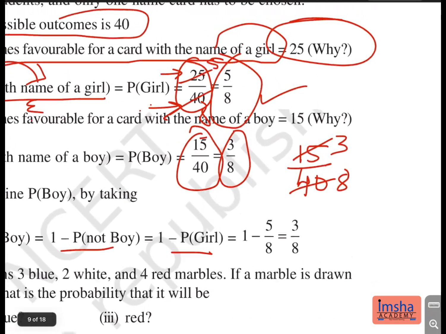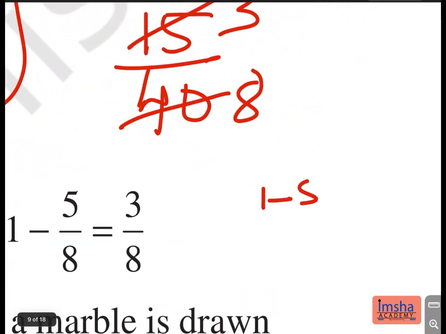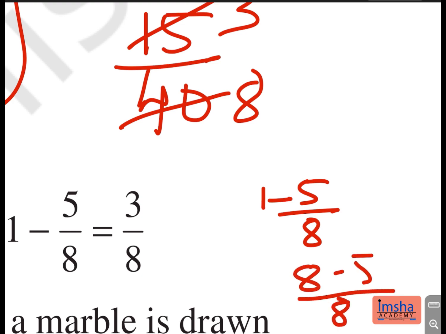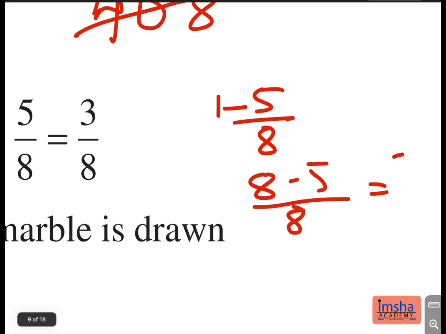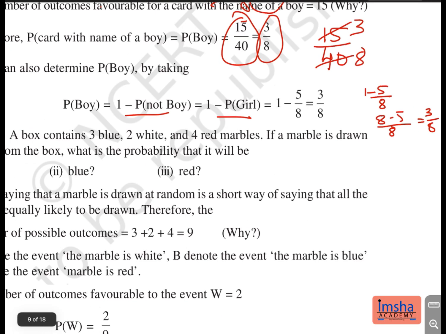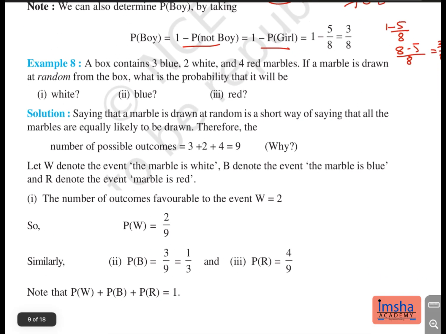Clear? 1 minus 5 by 8, 8 is the LCM. 8 ones are 8, minus 5 is 3, and here 8, so 3 by 8. Clear? Next, 8th question.